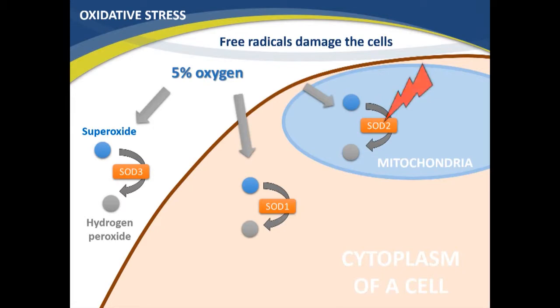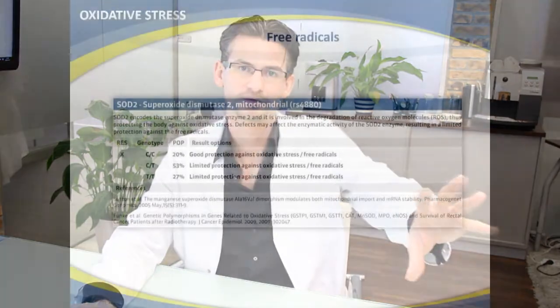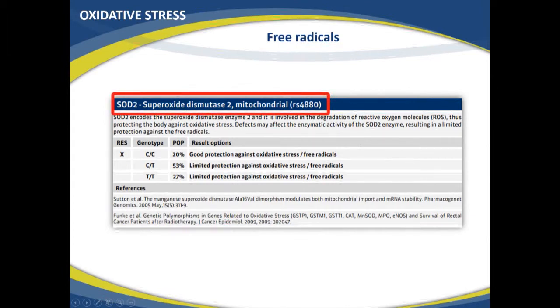Now the problem is that quite a lot of people have a genetic variation in the SOD2 gene, which means that within the mitochondria the neutralization of superoxide is not going to happen. So if you look at the science, and this is actually a cutout from the report, that's the SOD2 gene, superoxide dismutase 2 in the mitochondria, and this here is the catalog number for the genetic variation. As you know, we have three genotypes, CC on both genes, TT on both genes, or one gene has a C, the other one has a T in this genetic variation.